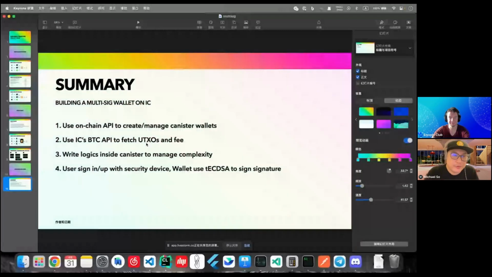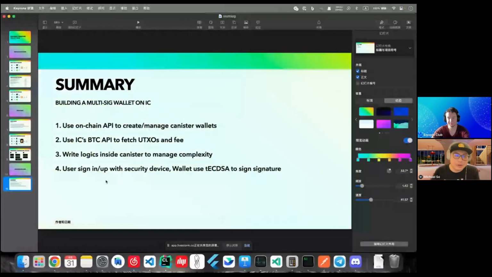First thing, we use on-chain API to create and manage the Canister wallet and use that wallet to manage all the assets. We use IC's BTC API to fetch UTXO and fee. And we write logic inside the Canister to manage complexity, including the role of the user and the threshold and all the other stuff.